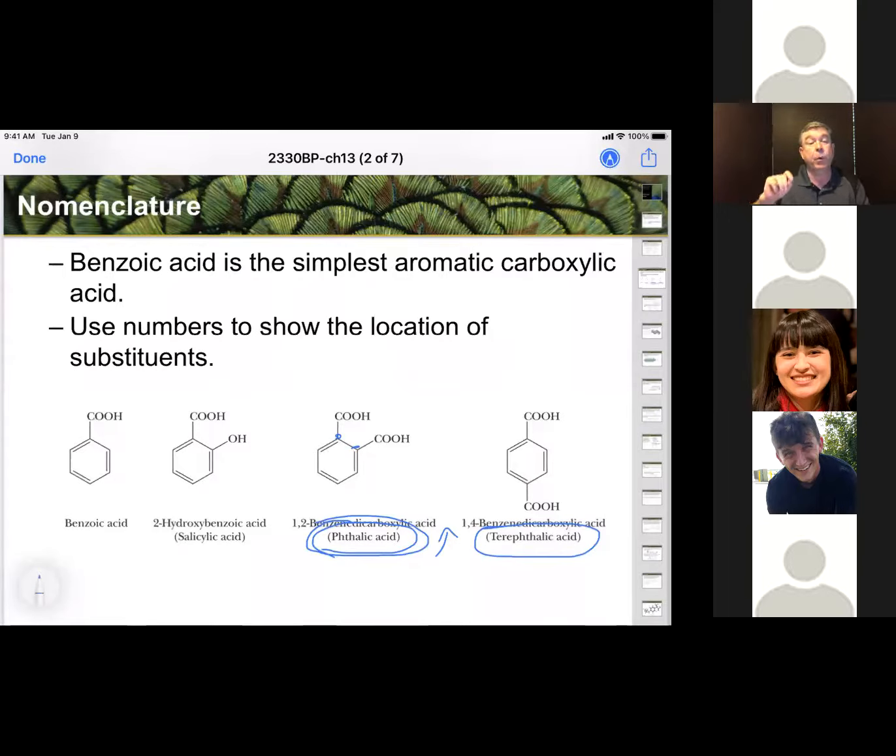Now that'll become important in chapter 16. We're going to talk about polymers, and this is used in a lot of polymers. So we're going to come back to this terephthalic acid in chapter 16. And just like before, we use numbers to denote where it is on the benzene ring. 1, 2, 1, 4, etc.